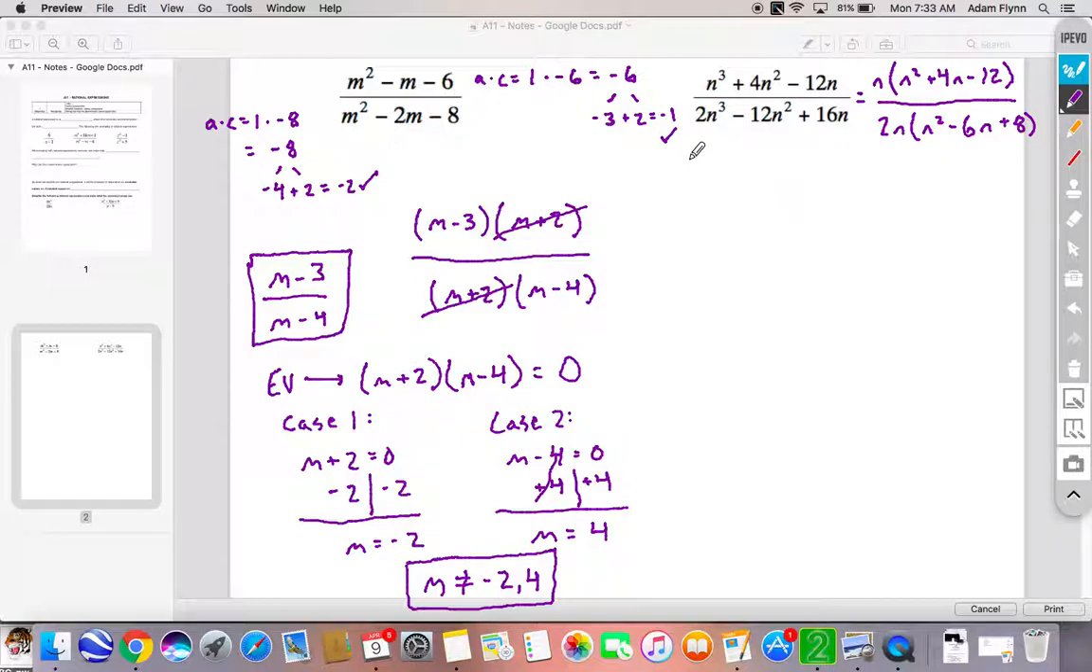So I'll do AC on the top. A times C, my A is 1, my C is negative 12. So 1 times negative 12 is negative 12. I'm looking for factors of negative 12 that add up to 4. So I can do negative 2 and positive 6. I believe that equals 4. So I can rewrite my top as n times n minus 2 times n plus 4.